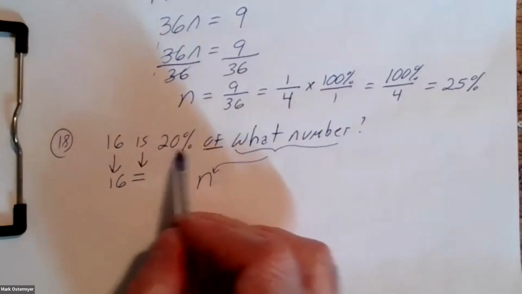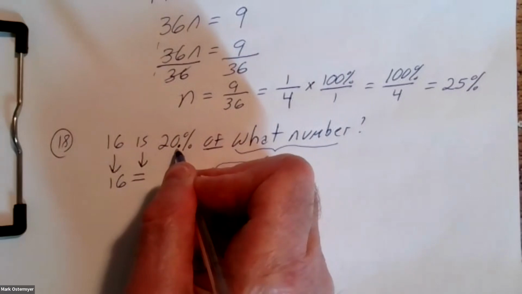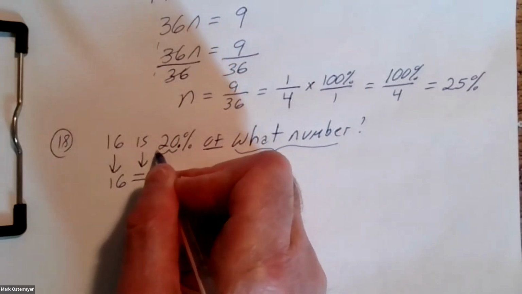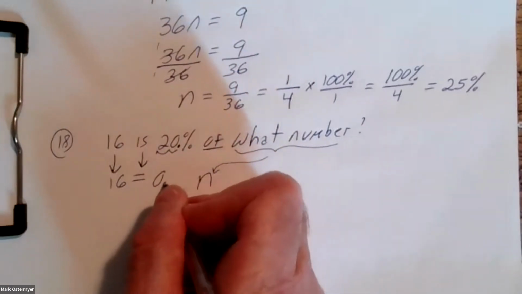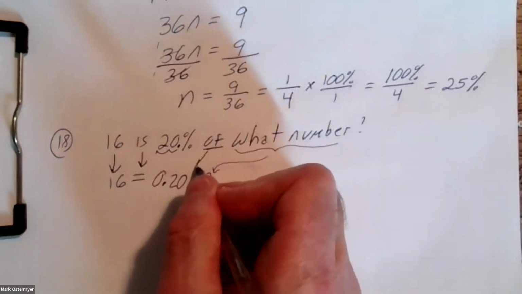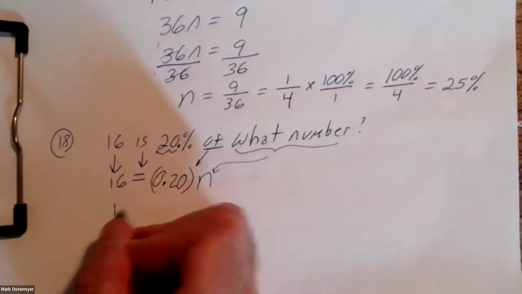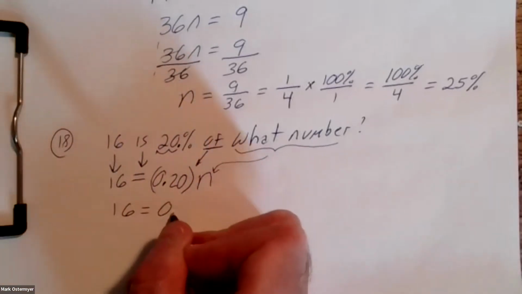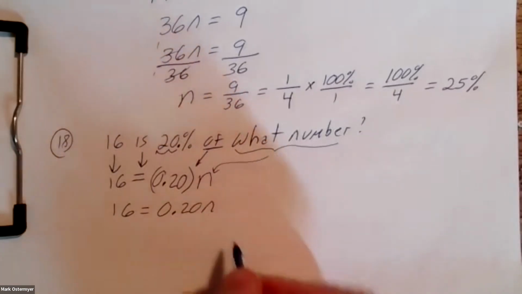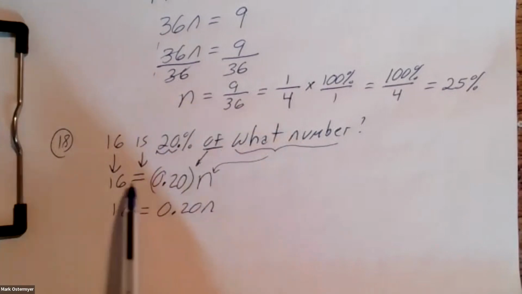20% of, how do you take 20% of n? Change a percent to a decimal, shifting the decimal point 2 places to the left, which is 0.20. And of means to do what? Multiply. Now we have our equation. 16 is equal to 0.20 times n. Questions on how I converted this question into an equation?